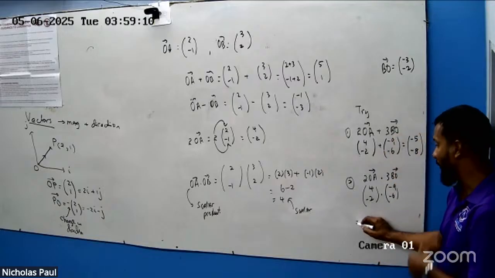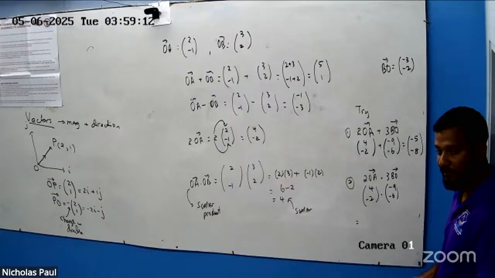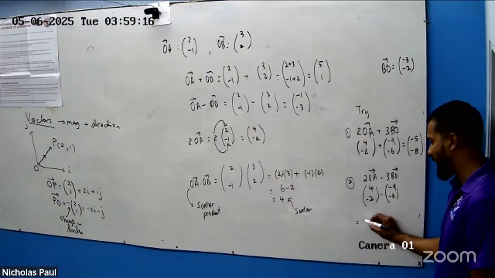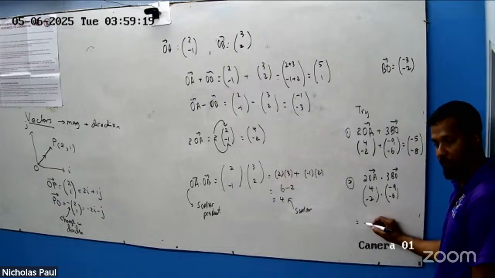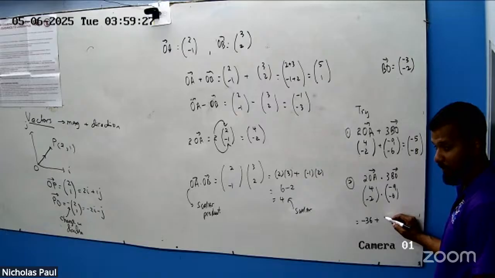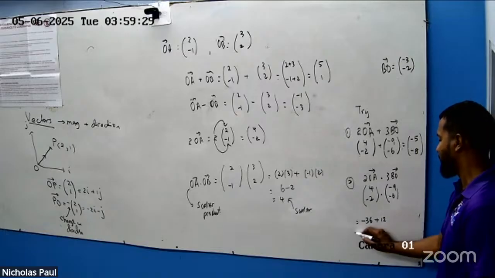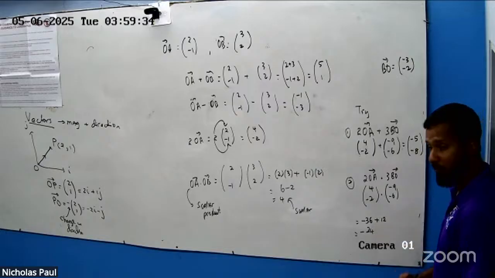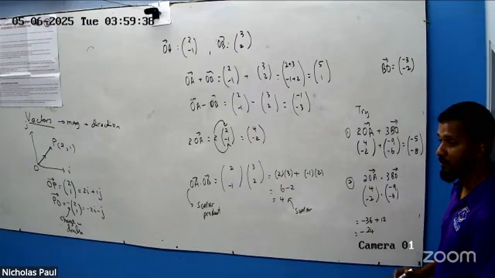What do I do now to multiply two vectors? Do that in your head, come on. -36 added to minus 12. How much is that? Nice. That's the way you multiply two vectors.